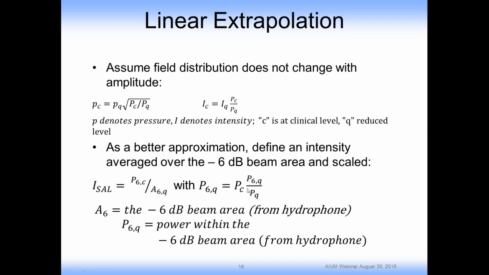And this just basically says that you can find the 6 dB power at the clinical level from the ratio of the 6 dB power to the full power at the clinical level. I see that there's actually a slight mistake in the subscripts here. This should be P6C and not P6Q, so my apologies for that.